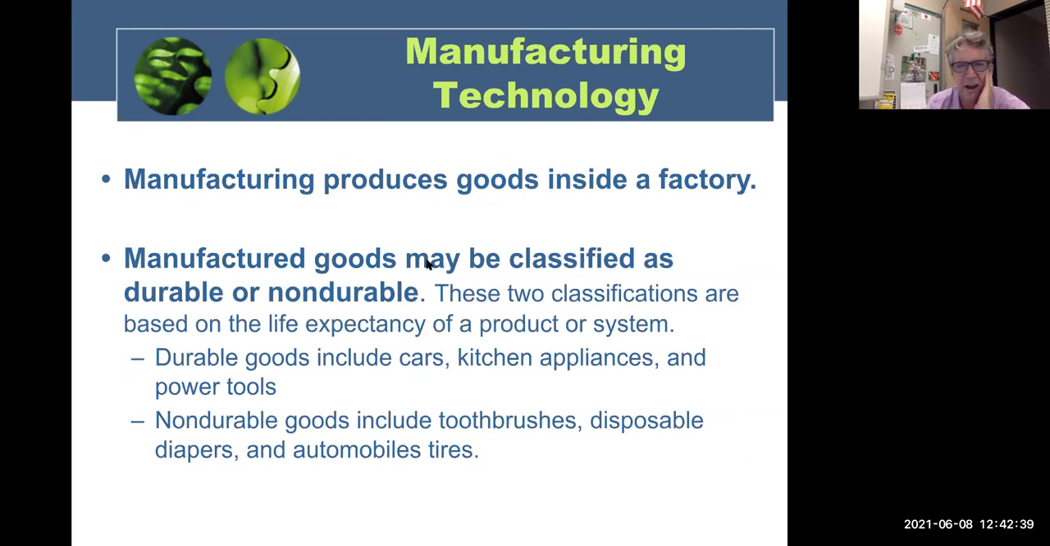Manufacturing produces goods inside a factory. Manufactured goods may be classified as durable or non-durable. These two classifications are based on the life expectancy of a product or system. Durable goods include cars, kitchen appliances, and power tools. Non-durable goods include toothbrushes, disposable diapers, and automobile tires. Things that wear out. Things that cannot be used twice, the disposable diaper.